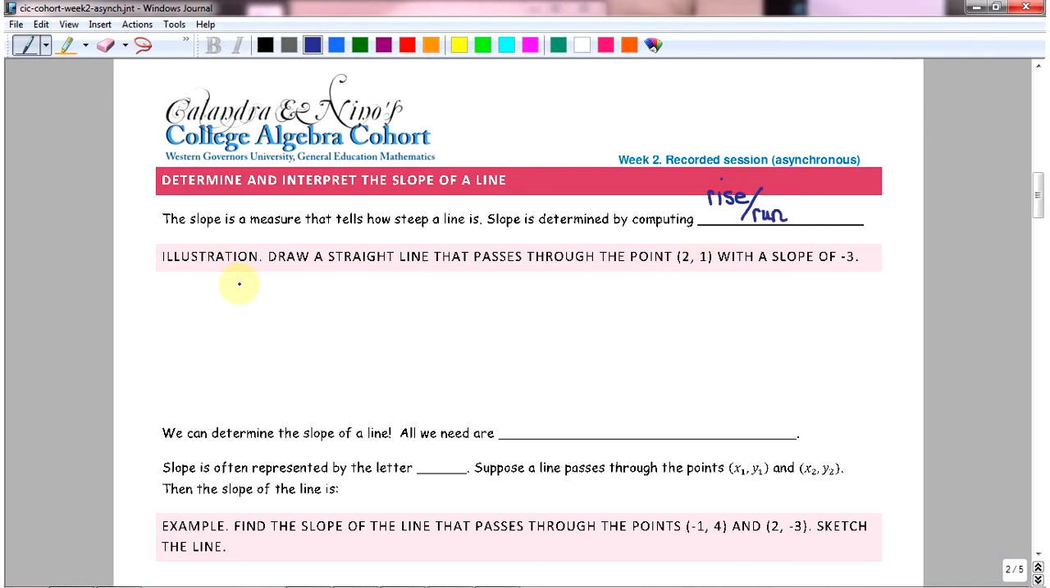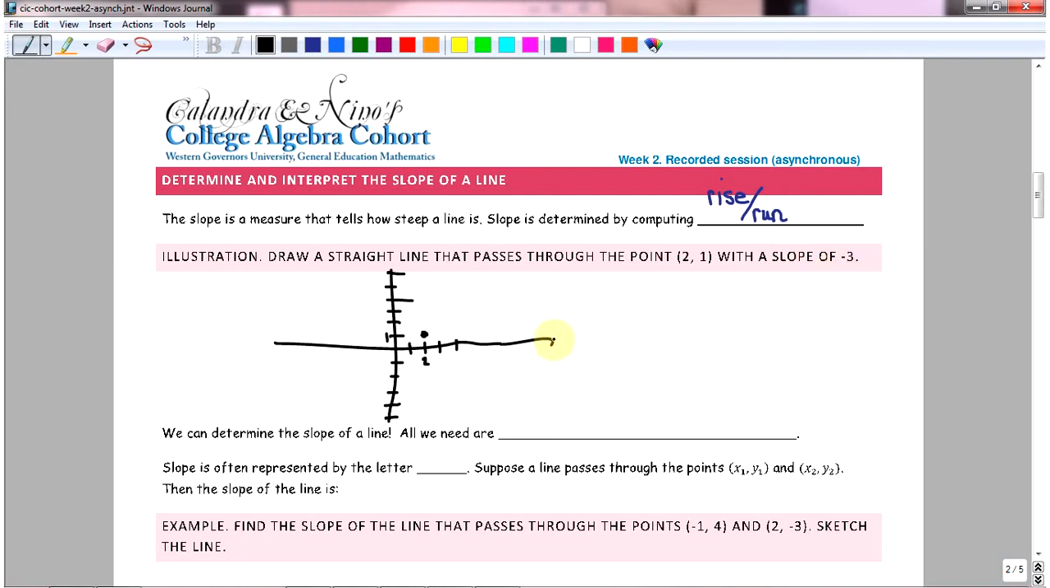Okay, so an illustration of this: draw a straight line that passes through the point (2, 1) with a slope of -3. So let's go ahead and draw our axes. Okay, and we're given the point (2, 1). So (2, 1) is here, approximately. And we're told that the slope is -3.